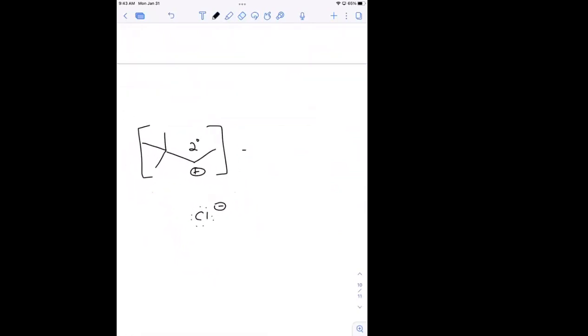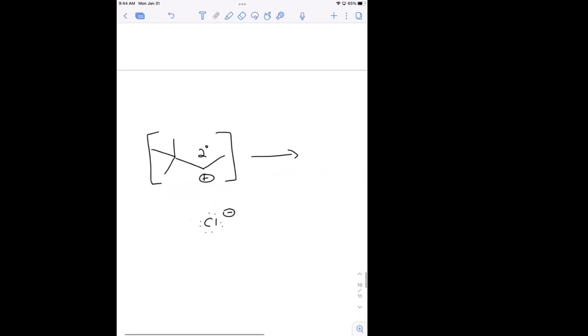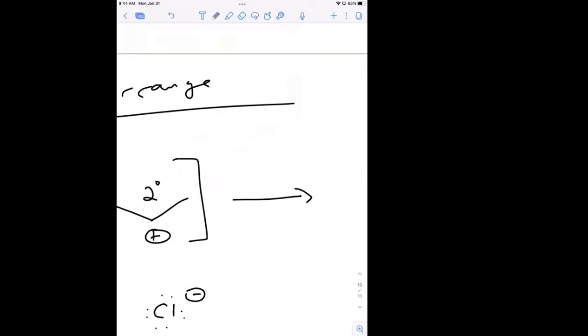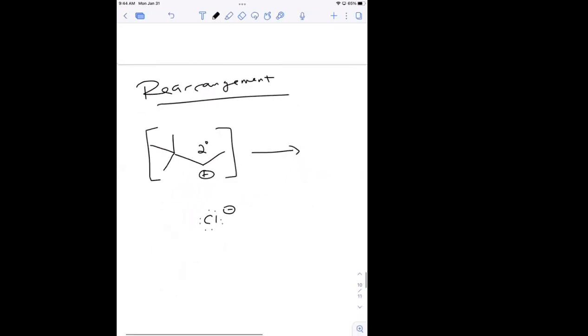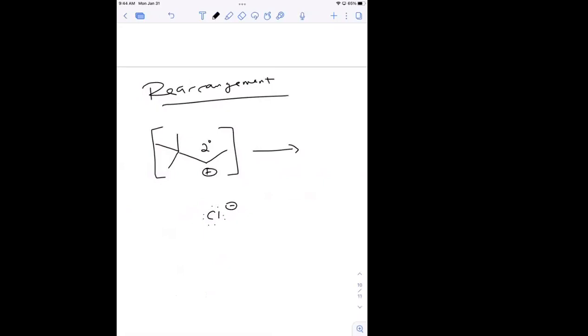Right. So let me jog your memory, because I feel like I'm beating a dead horse somewhat. All right. So when you have a positive charge like that, and you have a carbon adjacent to it that's able to give you a more stable positive charge, then sometimes you can have a rearrangement that occurs. So when we do rearrangements, they don't just happen randomly or by happenstance.